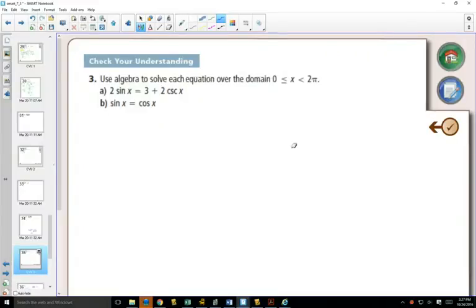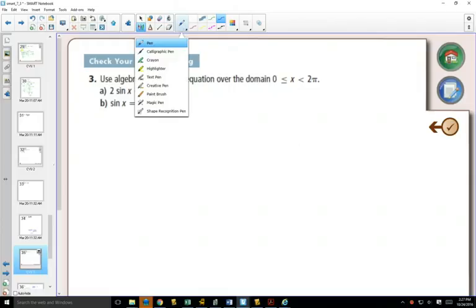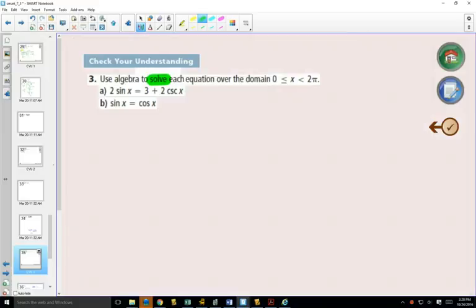All right. We're going to use algebra to solve this equation from 0 to 2 pi. Notice that the word here, we've been doing proofs for so long, says solve, not prove. If you tried to prove this, it's not possible. Where a proof works for any value, in a solving question you're trying to find the specific values that it works for.